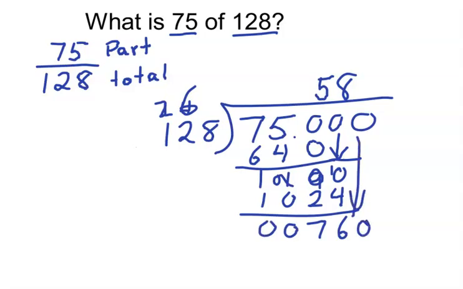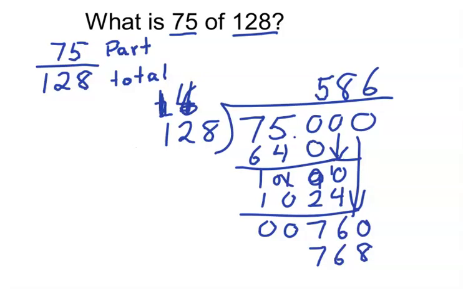We'll bring down the 0. How many times does 128 go into 760? I would guess maybe about 6. 6 times 8 is 48. 6 times 2 is 12, plus 4 more is 16. Just thinking of something totally different there for a second. And 6 times 1 is 6, plus 1 more is 7.